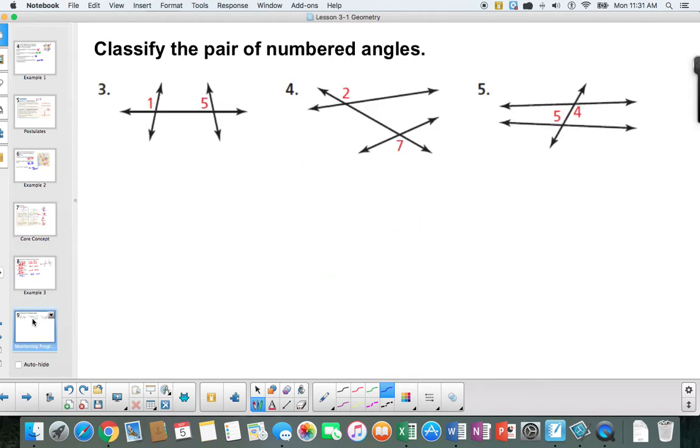Okay, classify the number pair. I see 1 exterior and 1 interior. They're on the same side of the transversal T, so I'm going to call them corresponding angles. I see that these are exterior angles, both of them. They're on opposite sides of the transversal, so I'm going to call them alternate exterior angles. Okay, here I see their interior angles, and I notice they're on opposite sides of the transversal, so I'm going to call them alternate interior angles.